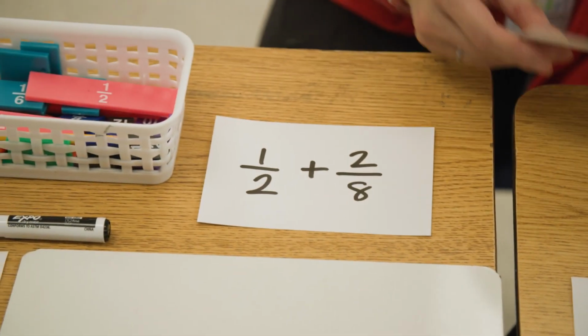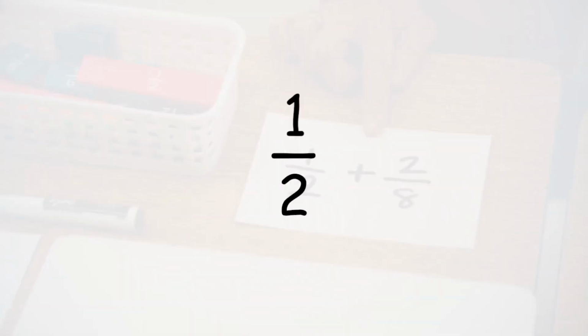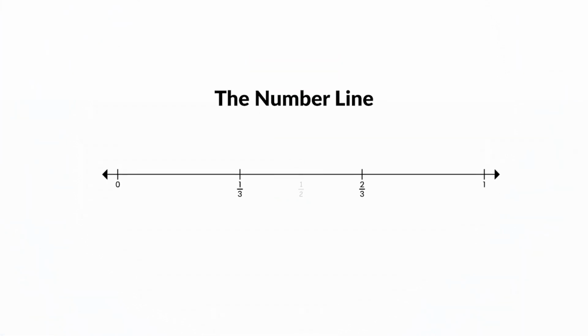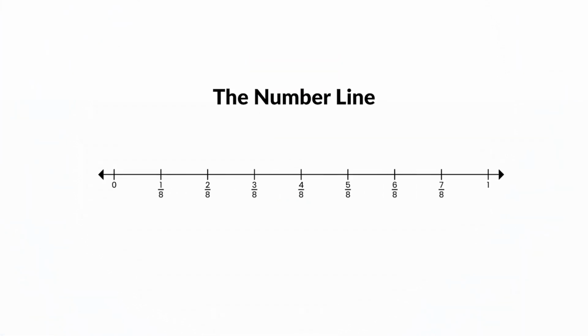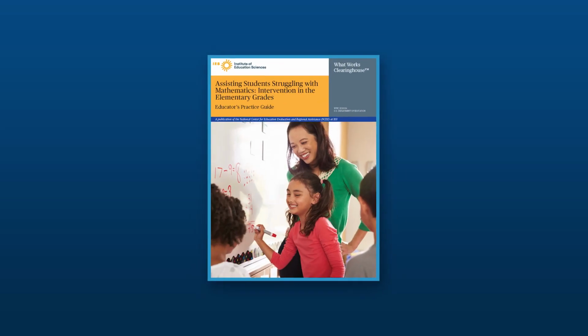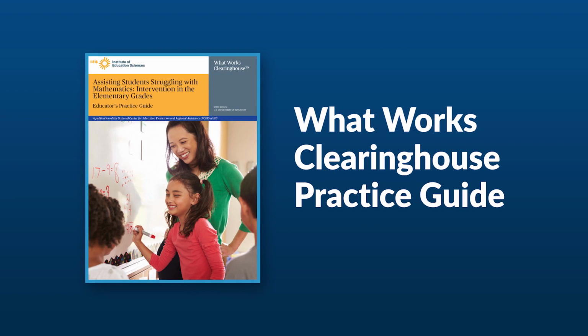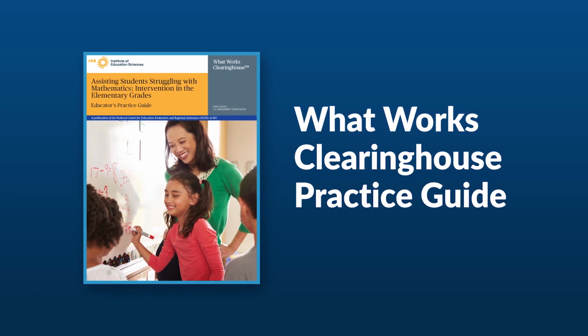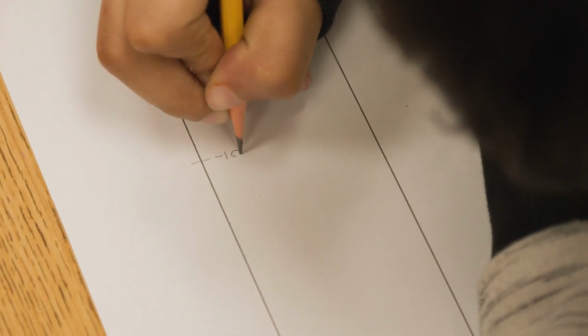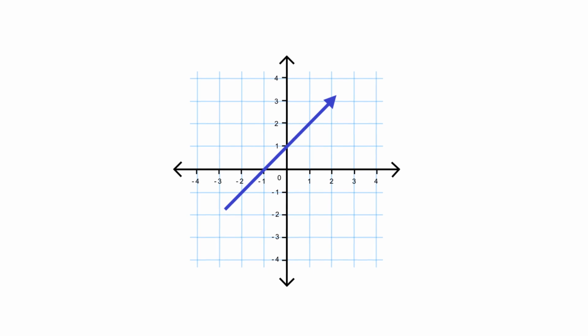When students work with fractions, they sometimes think about a fraction as two whole numbers, rather than as a number in and of itself. The number line is a powerful tool for building this essential understanding of fractions and other rational numbers. The What Works Clearinghouse Practice Guide on assisting students struggling with mathematics strongly recommends the use of number lines to support student learning of grade-level content and to build a foundation for more advanced mathematics.